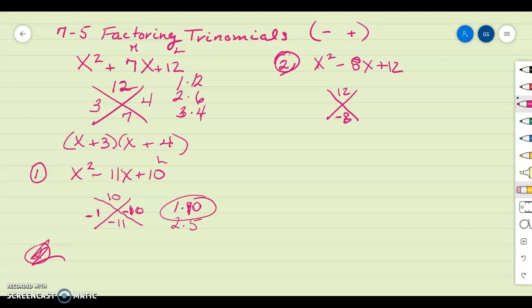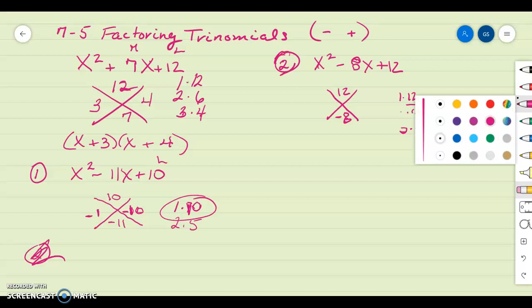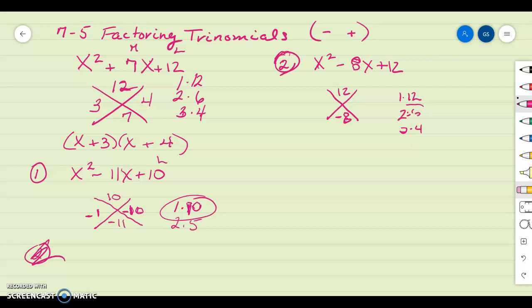Now 12 has a lot of factor pairs. So we have 1 times 12. I'm going to list them all. 2 times 6, 3 times 4. Now if we go through this, 1 and 12, when you add them, give you 13. And 12 minus 1 is 11. So we're not going to be able to use that one. 2 plus 6 is 8. 3 plus 4 is 7. It has to be this guy here. 2 times 6. All right, so 2, 6.